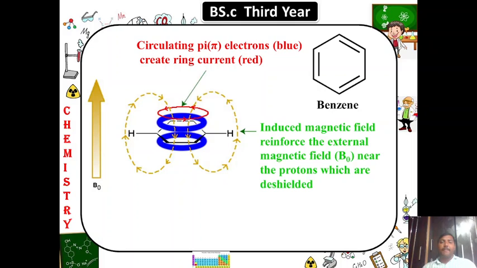Here the circulating pi electrons, the blue ring, produce a current, and the induced magnetic field reinforces the external magnetic field B0 near the proton. These protons are deshielded. Shielded is near 0, and deshielded is downfield.